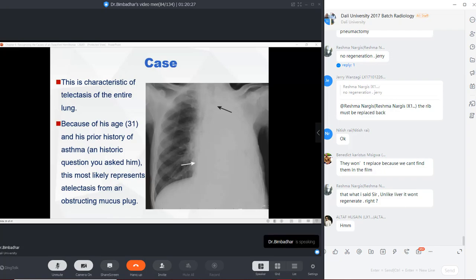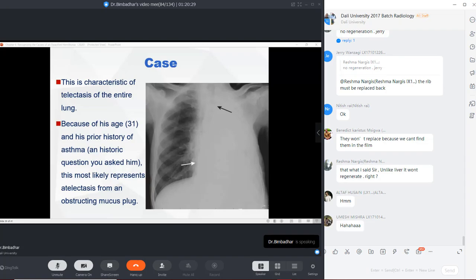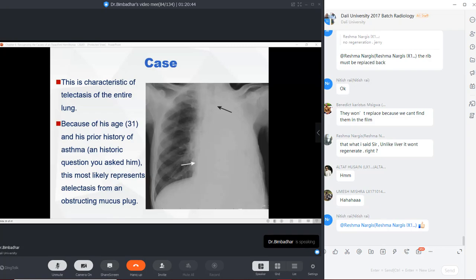Yeah, I got it, Reshma. Yeah, that's a good reasoning. It won't regenerate. Even if you cut the rib, you need not replace it. Even if you are replacing, you are just giving an extra organ. When there is no lung, what are the ribs going to do there? No form of respiration, so not necessary. Is this topic clear?